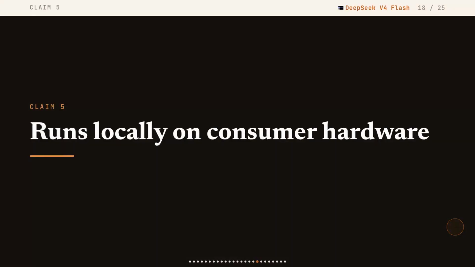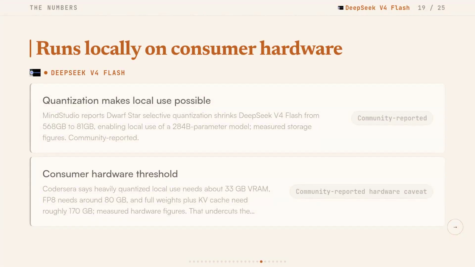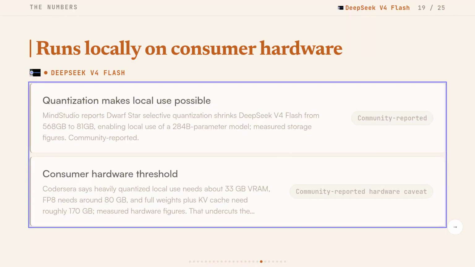Claim 5: DeepSeek V4 Flash runs locally on consumer hardware. The viral version of this says a 24GB VRAM PC or an M5 Max MacBook is enough. You buy into that, you spec your machine around it, and then you find out the actual floor is higher. That's a hardware purchase you can't easily undo. The local run story is real, which is pretty wild for a 284 billion parameter model.